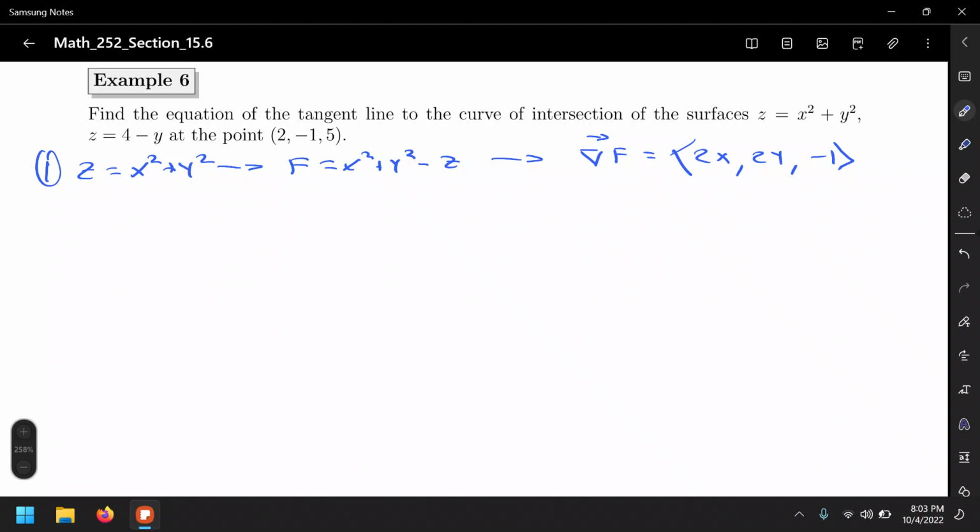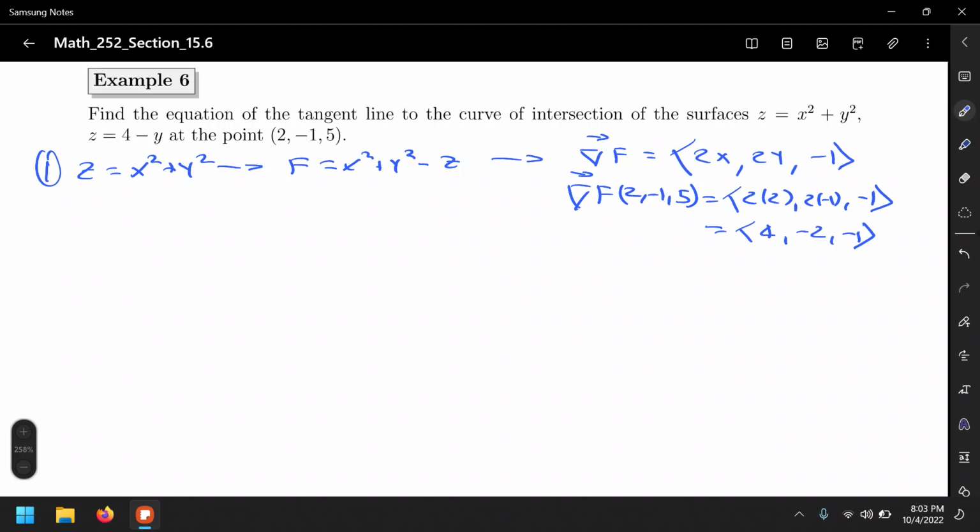Now let's evaluate the gradient at that given point, which in this case, nabla F at (2, -1, 5). That's 2 times 2, 2 times -1, -1. There's no variables to plug in for z, so that's going to be (4, -2, -1). So that's the gradient for the first surface, the paraboloid.